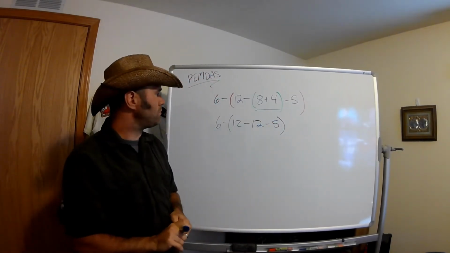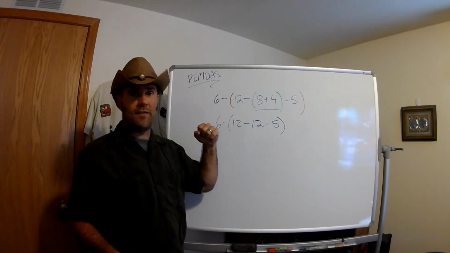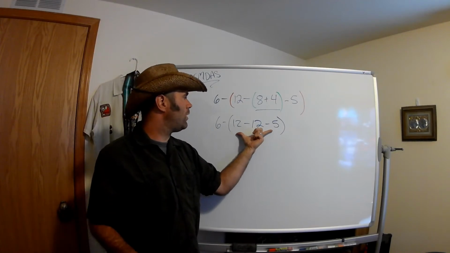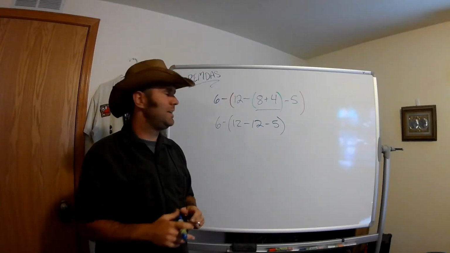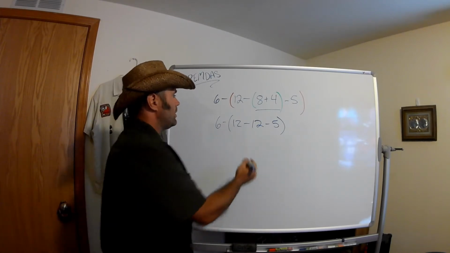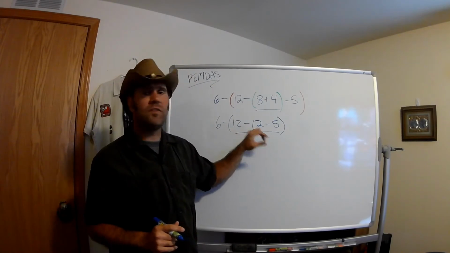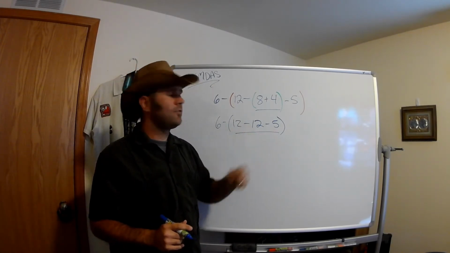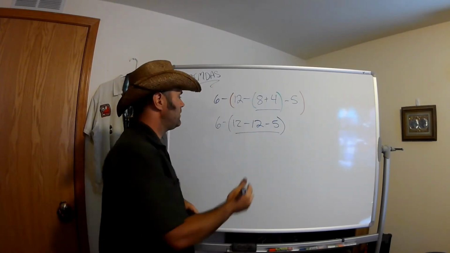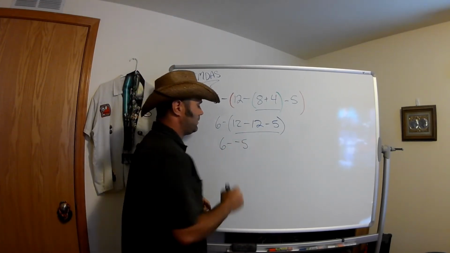Alright? So now we've got another parentheses that we have to deal with first. So we've got 12 minus 12 minus 5. So that we can deal with. So we're going to do all of that together. And we get 12 minus 12 is 0 minus 5. So nothing minus 5 is still negative 5. So we get 6 minus a negative 5.